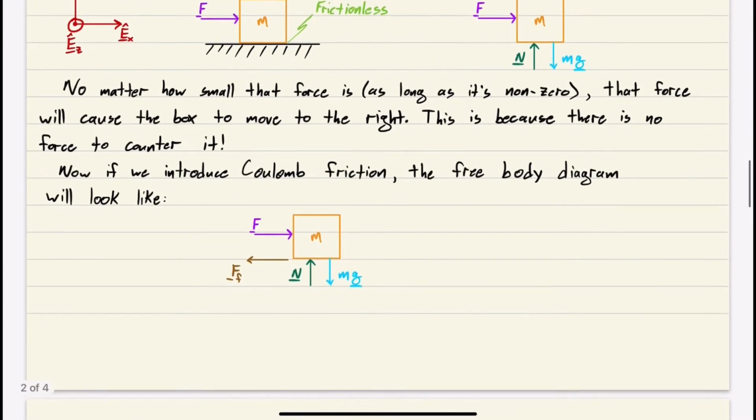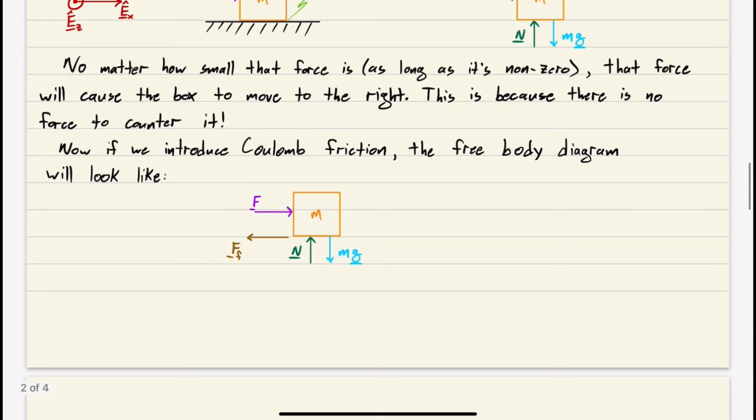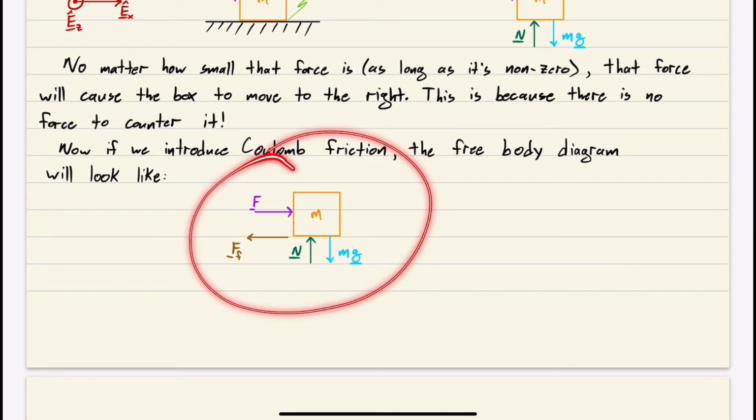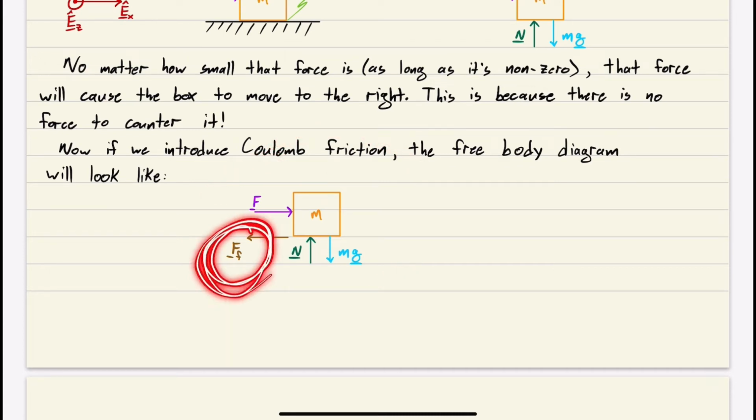Okay, so now, if we introduce Coulomb friction, then the free body diagram would look something like this, right? Now we have something opposing this force F, this purple F. It's going in the opposite direction of the velocity of the box. So if the box is trying to move this way, friction is opposing it this way.